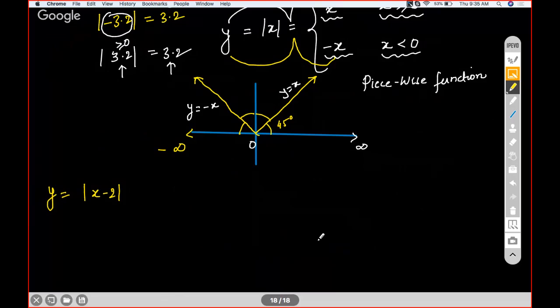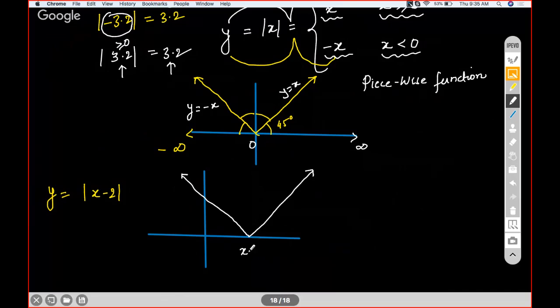So what will happen to this v graph? It'll simply shift to the right by 2 units, so it will be like this. This point will become x equals 2. The right hand part of the graph will be y equals x minus 2, and the left hand part will be y equals minus x plus 2. This will be y equals minus of x minus 2, or you can also say 2 minus x.